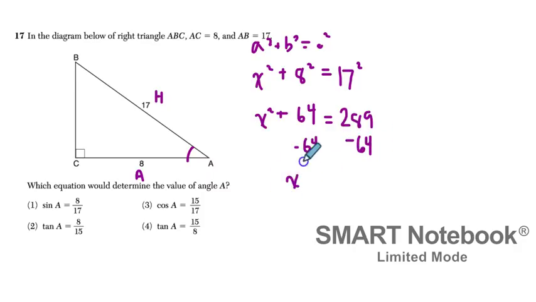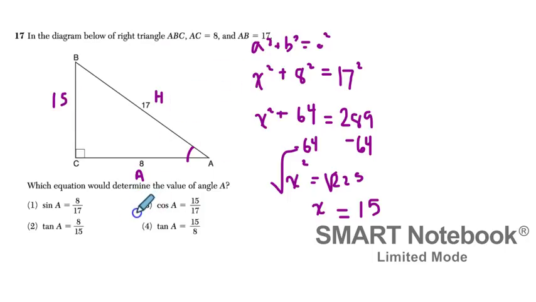It gives me x squared equals 289 minus 64, which is 225. And square root both sides, and I get x is equal to the square root of 225, which is 15. So that means BC is length 15. So that opens up a few more options for me.